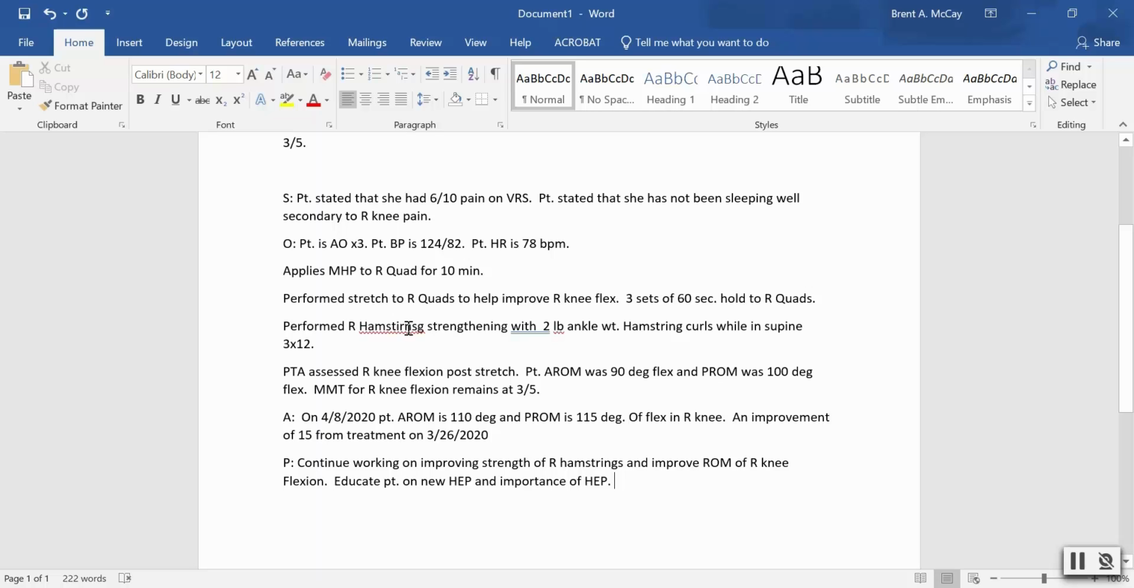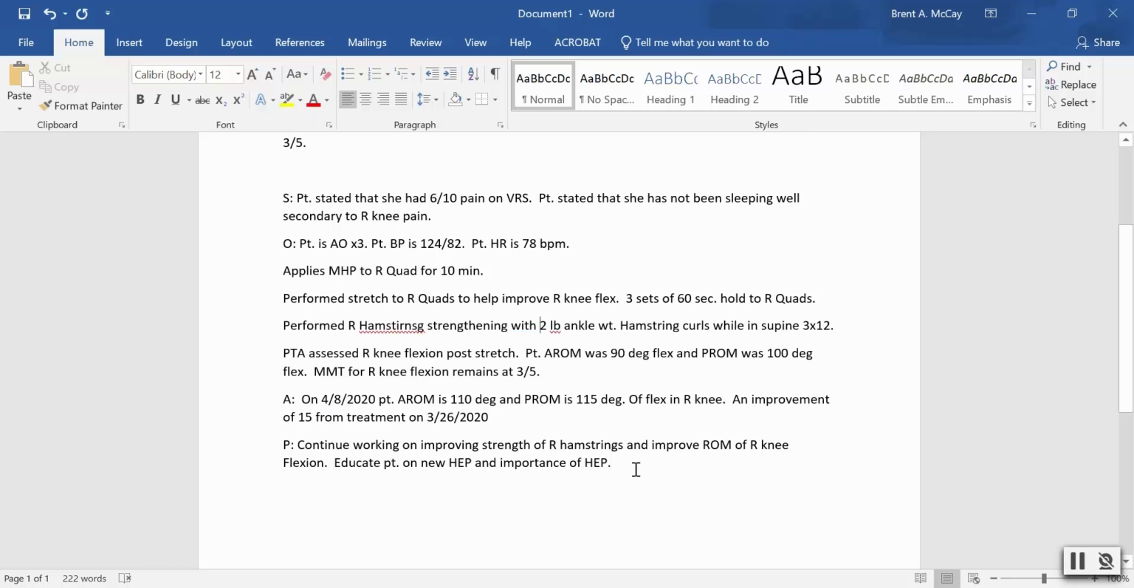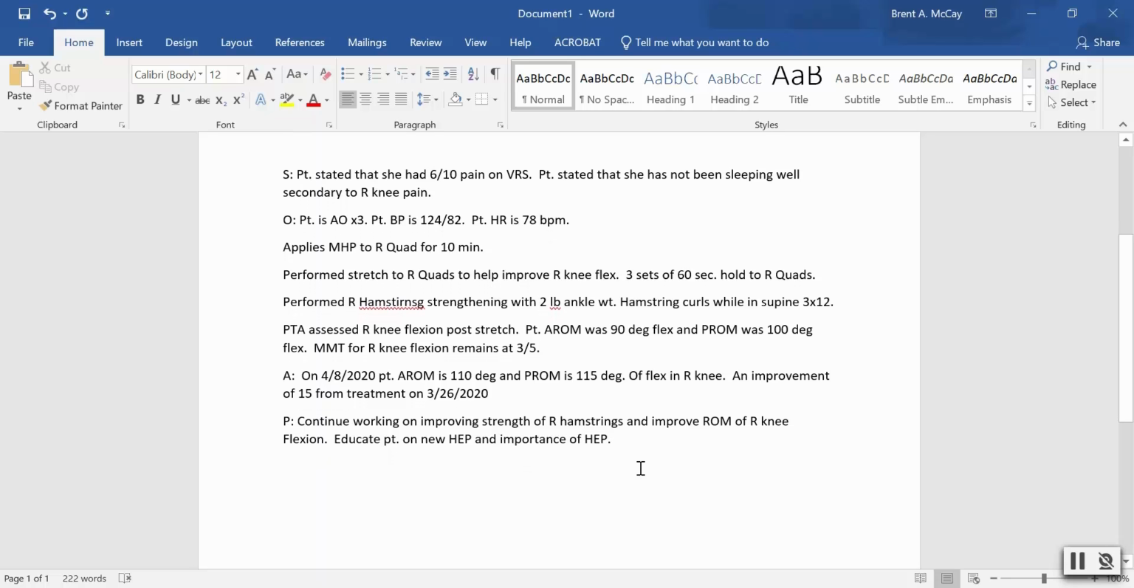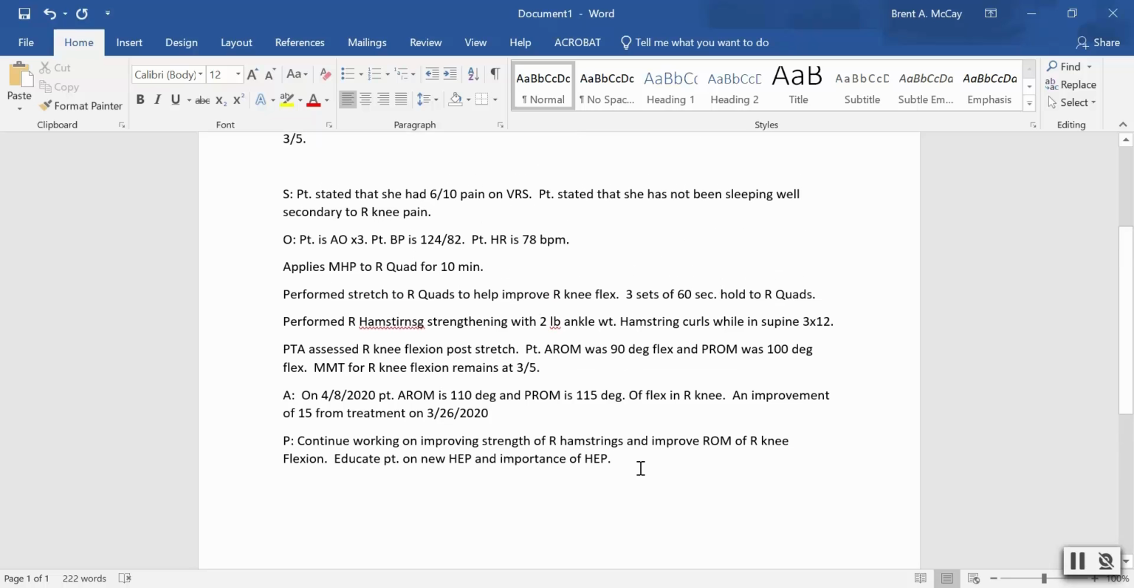And so maybe I adjust things to make it a little bit better, or figure out what was going on, or maybe I just need to educate her on how very important it's going to be to get her back doing the things she wants for her to do her home exercise program. Okay, so your plan is just anything that you plan on doing in coming treatments. And I see that I misspelled hamstrings here or typoed it.